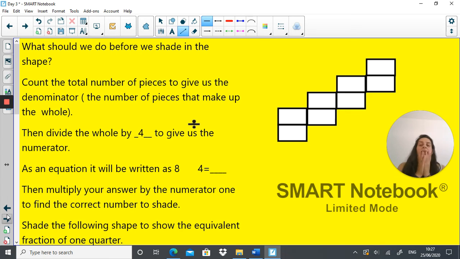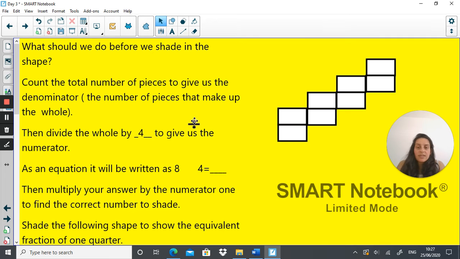So let's look at this example here. My division sign has gone all the way up there for some reason. Right, so count the number of pieces to give us the denominator. 1, 2, 3, 4, 5, 6, 7, 8. So 8 is our denominator.